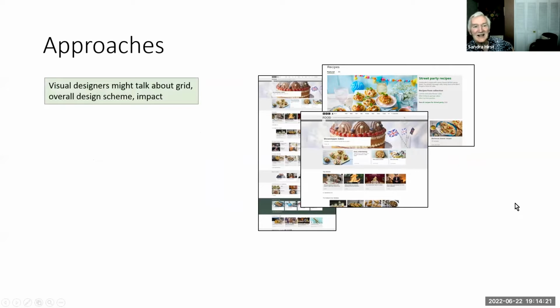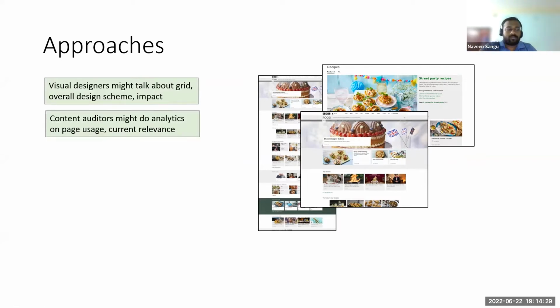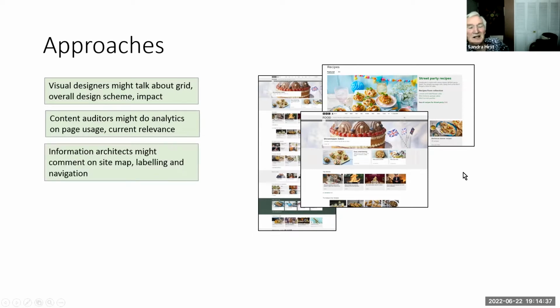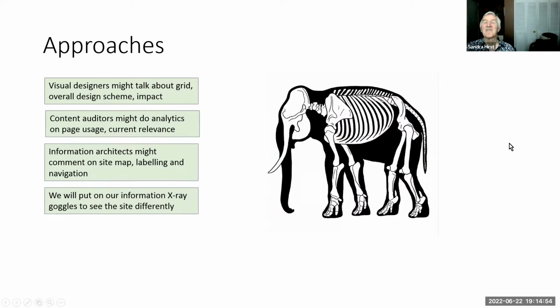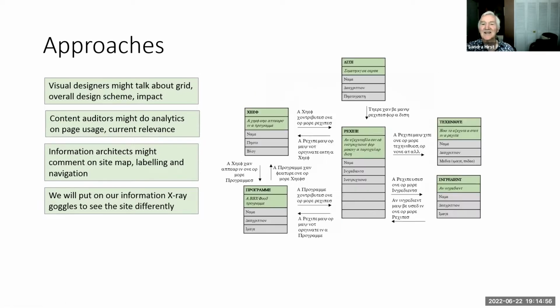If you're a visual designer, you might talk about grid, impact. Why is the global navigation so tiny? If you're a content auditor, you might do your own thing, and that might include, why are the bios of the chefs so boring? If you're an information architect, you might comment on the sitemap, labeling, and navigation. If you're like us tonight, we'll put on our information X-ray goggles and see the site differently. So that's what we'll see. Oh no, that's about elephants. That's what we'll see. That's about websites.